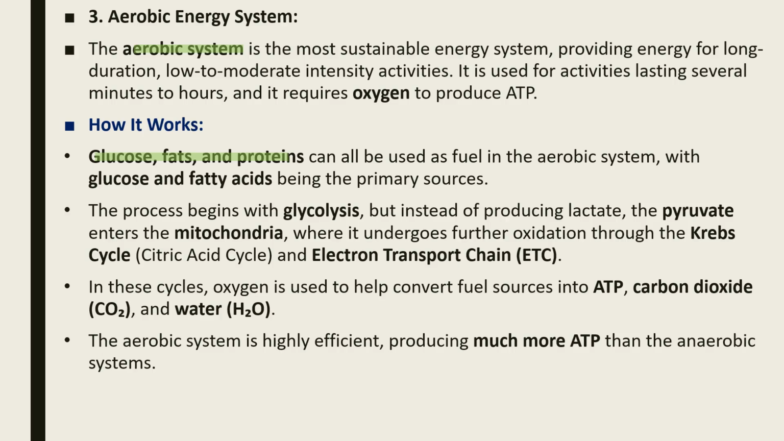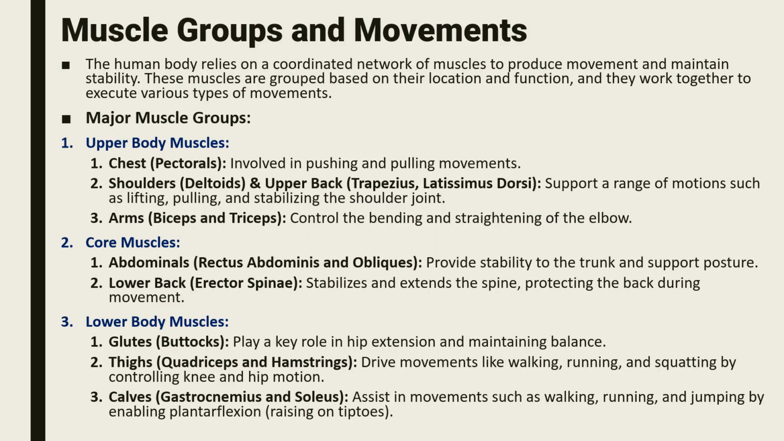The process begins with glycolysis, but instead of producing lactate, the pyruvate enters the mitochondria, where it undergoes further oxidation in the Krebs cycle and electron transport chain. So there are three processes: glycolysis, Krebs cycle, and electron transport chain. In these cycles, oxygen is used to convert the fuel source into ATP, carbon dioxide, and water. The aerobic system is highly efficient, producing much more ATP than the anaerobic system.